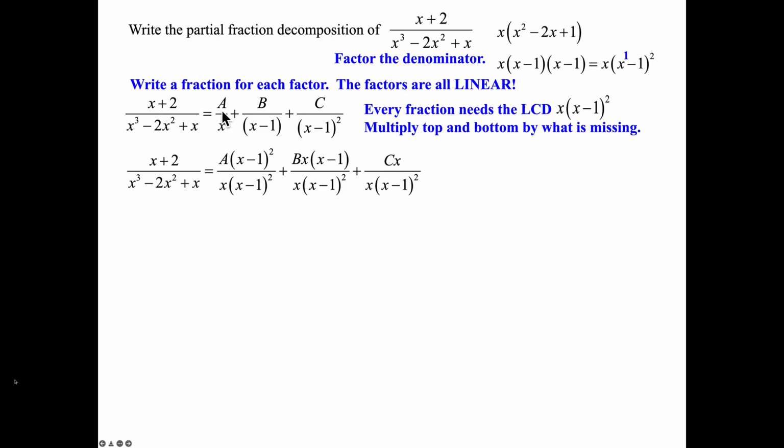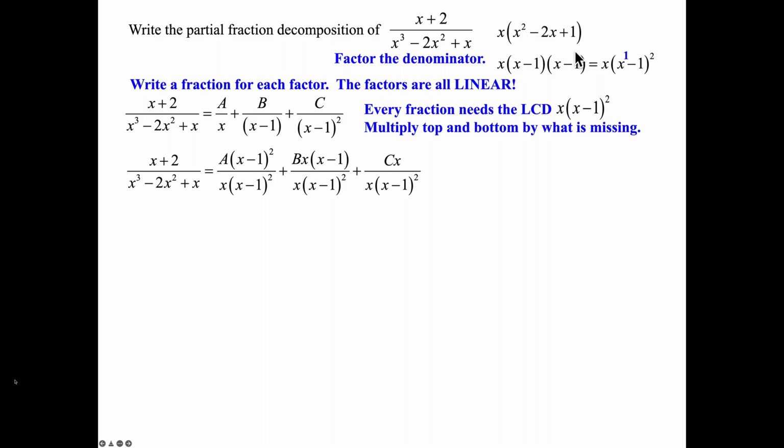So again, first fraction needed the binomial squared, multiply top and bottom. There it is. Second fraction needed the x and another (x - 1). And the third fraction needed just an x. So what we need to do is multiply out the tops. Okay, now when we do this, we're going to work smarter, not harder. Don't FOIL this. You already have it up here in the factoring process.